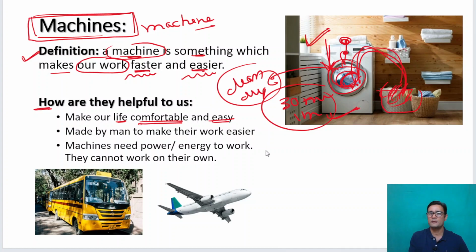Suppose you are going from your home to your school. How do you go? Suppose your home is far away from your school. It is like 5 kilometers.